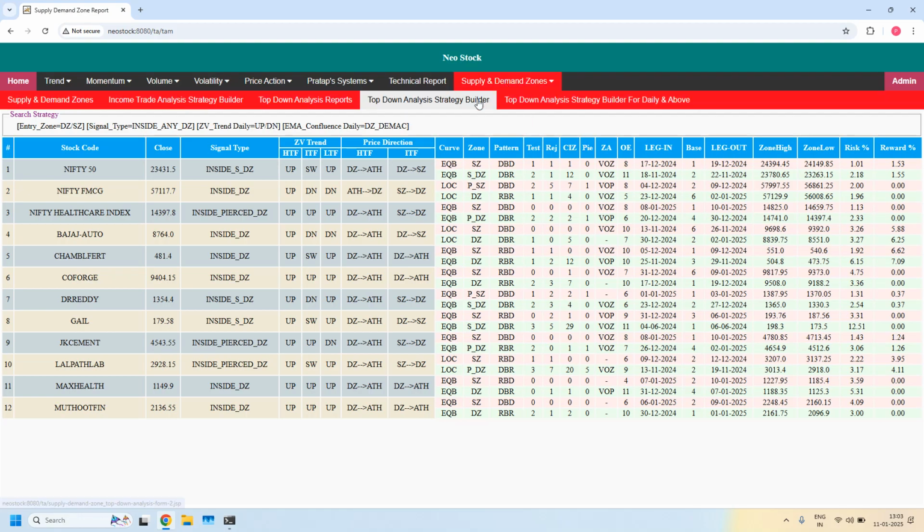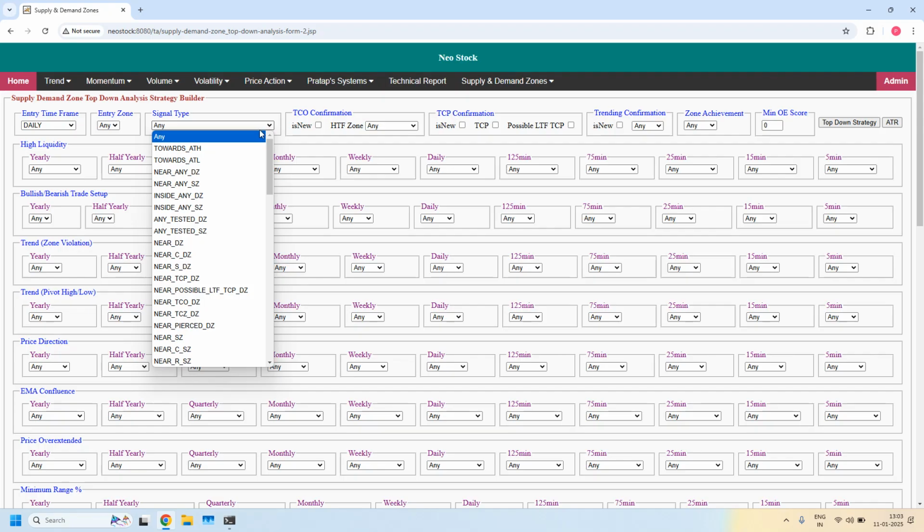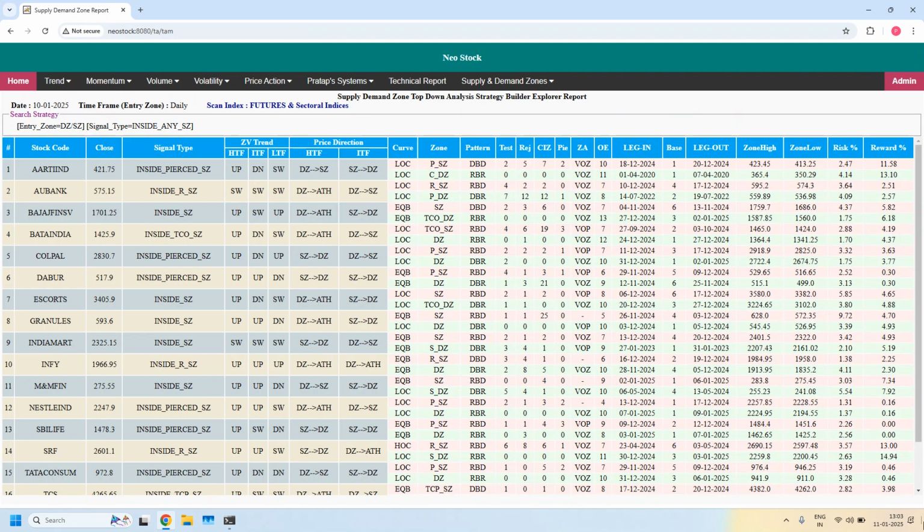Next, for daily time frame, let's find the stocks where price closed inside the daily supply zone. Now total 18 stocks are filtered. First 15 stocks in the list. This list includes some of the pierced zones as well. Pierced supply zones. Currently price closed inside the supply zone.